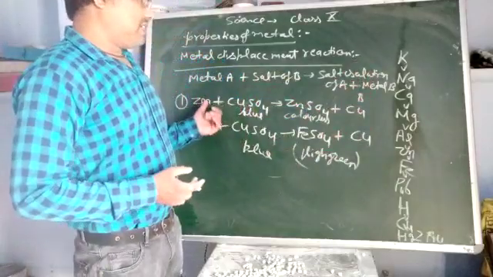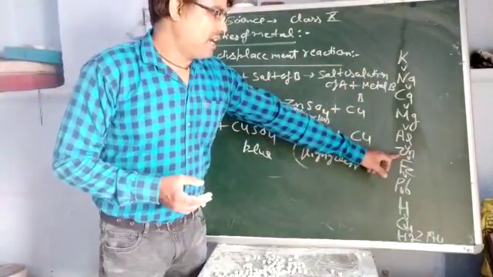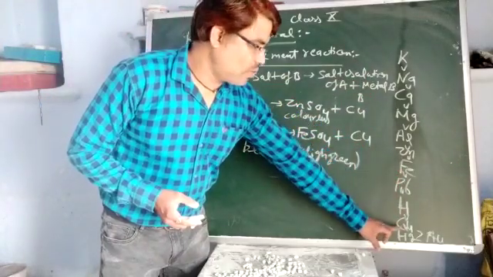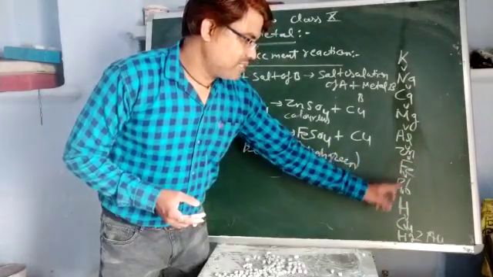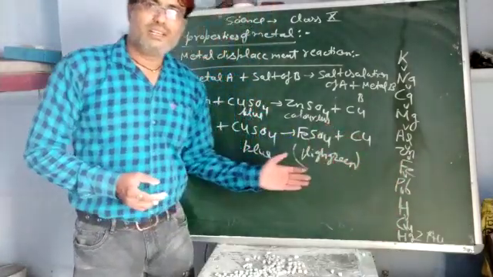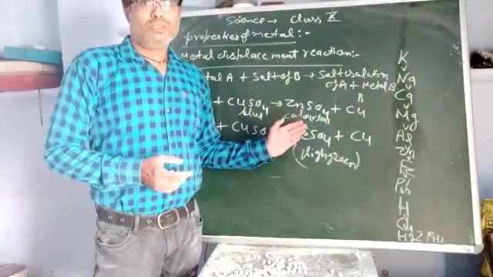So you can see in this table, if you just compare, in the first reaction the position of zinc is here and copper is below. So you can understand that zinc is certainly more reactive than copper. You can also observe that iron is more reactive than copper. So in these reactions, the reactive metals have displaced the less reactive metals. So this topic is finished.